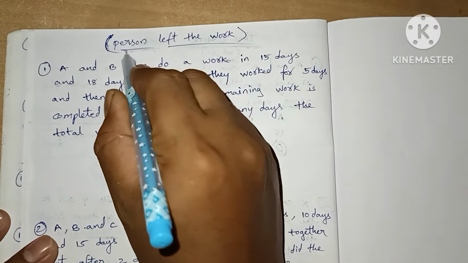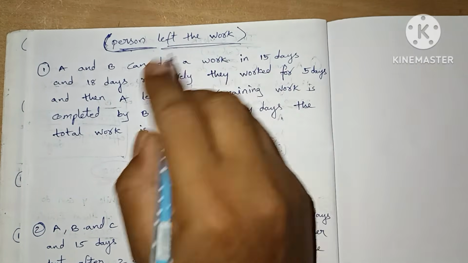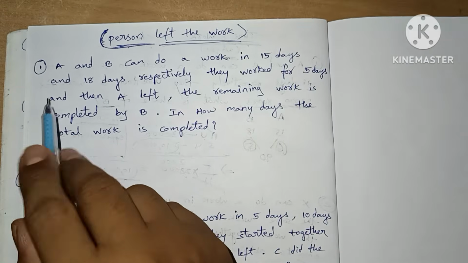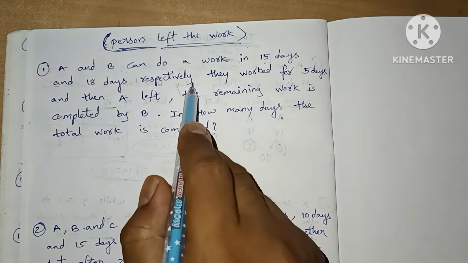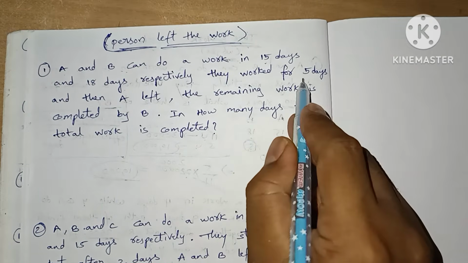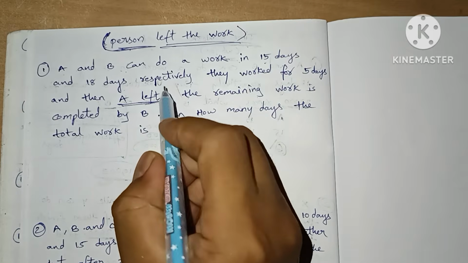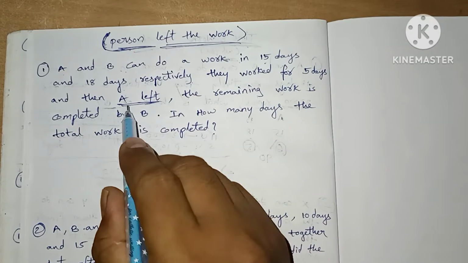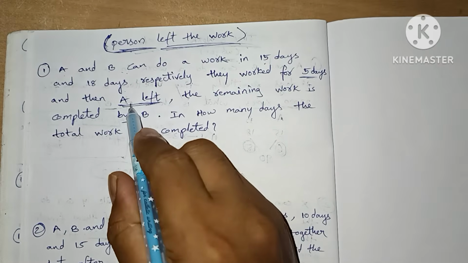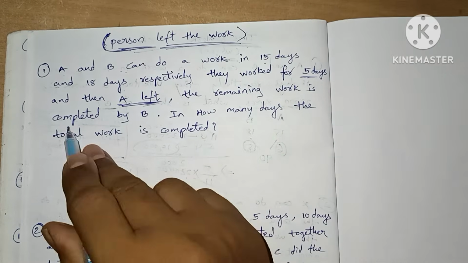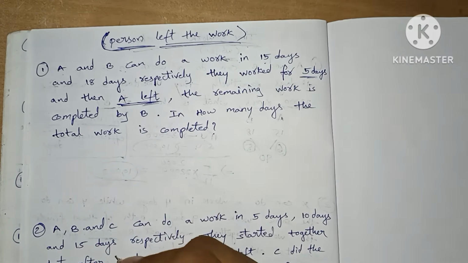Now we are going to see one more concept in time and work: a person leaves the work after some time. Let's see with the question. A and B can do a work in 15 days and 18 days respectively. They both together worked for 5 days and then A left. The remaining work is completed by B. In how many days is the total work completed?